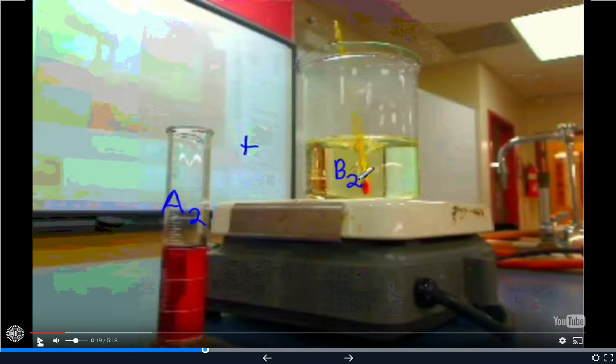All right, this is the very beginning. We have reactants. They're not added together. Time has not started with this reaction. Your A2 and your B2 are in separate places.